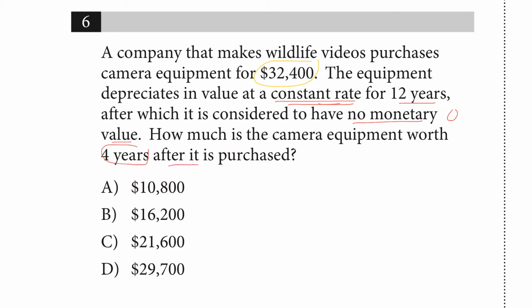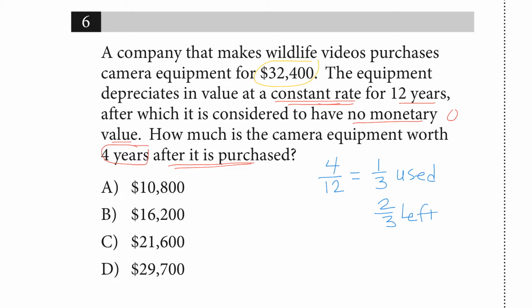Okay, now keep in mind that this particular section is section 3, the non-calculator section. So you don't have a calculator to do all this fancy math. So I'm going to show you a way to do this quickly and easily. First of all, if we have 4 years that it's used out of the 12, that means that 1/3 is used up. And 2/3 is what's left.